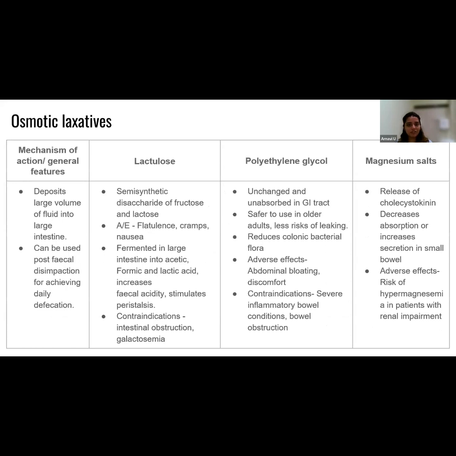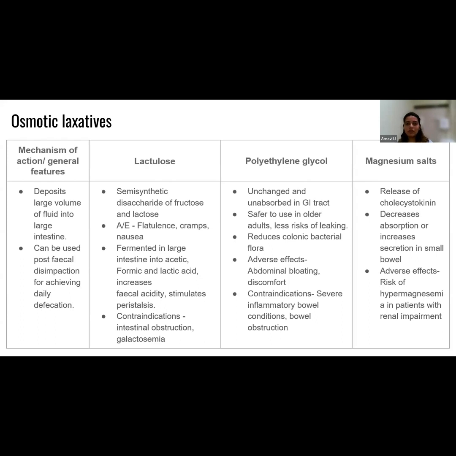Adverse effects are flatulence, cramps, and nausea. They are fermented in the large intestine into acetic, formic, and lactic acid, thereby increasing the fecal acidity and stimulating peristalsis. The contraindications are intestinal obstruction and galactosemia.